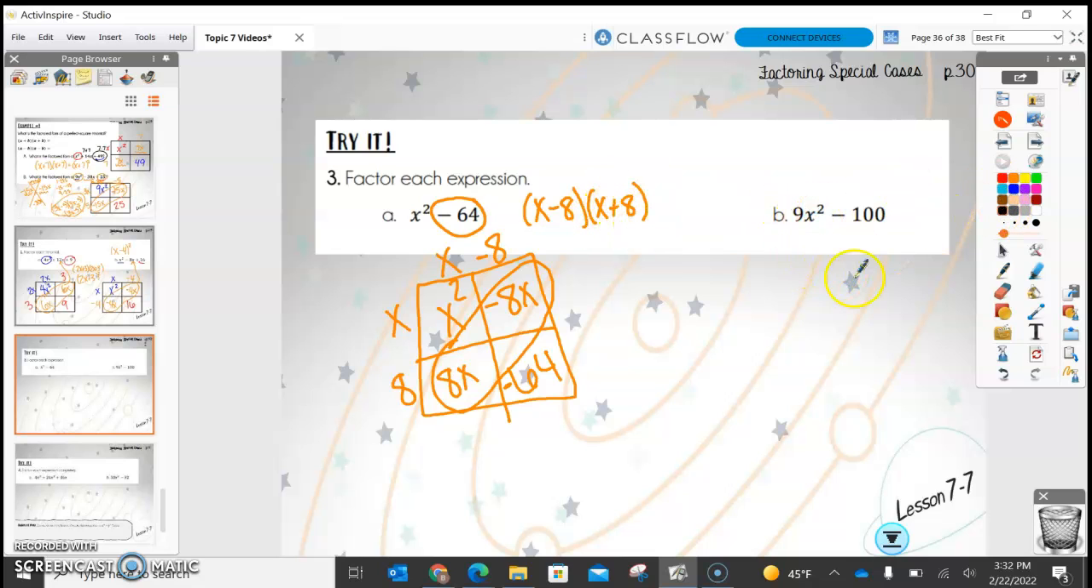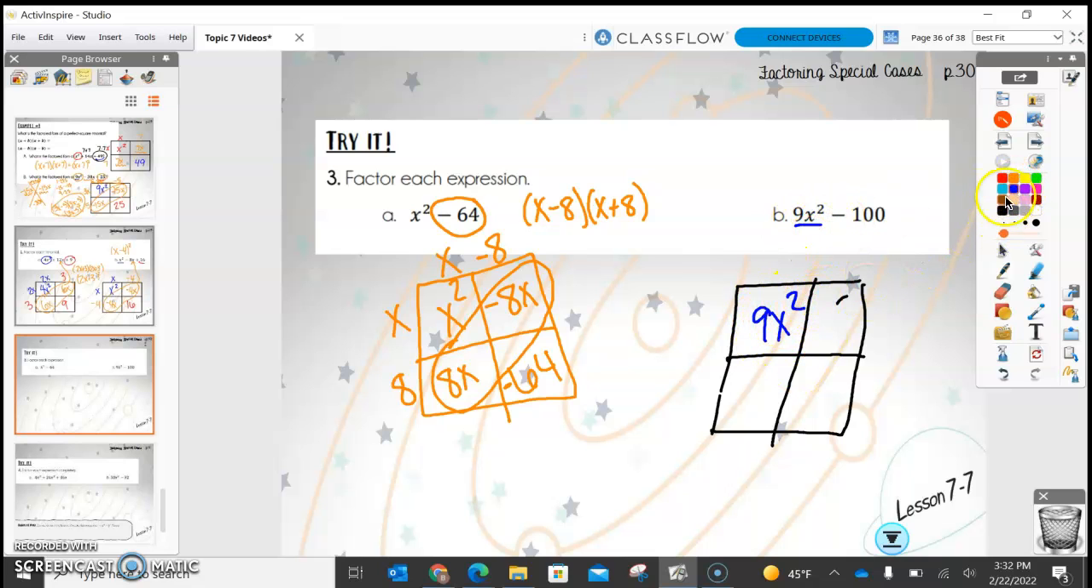Same thing here. If I've got my box, I notice that 9 and 100 are both perfect squares. So if I put my 9x squared in the top left and my negative 100 in the bottom right, I'm going to try my factors of 3x and 3x. And then my 100 could be 10 times 10 to make these add to 0. How about a negative 10 times a positive 10?